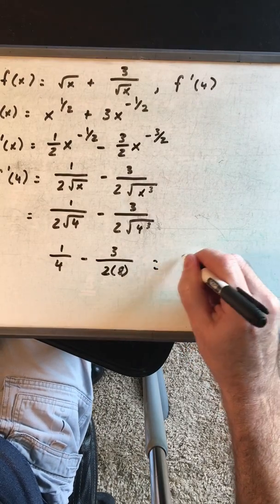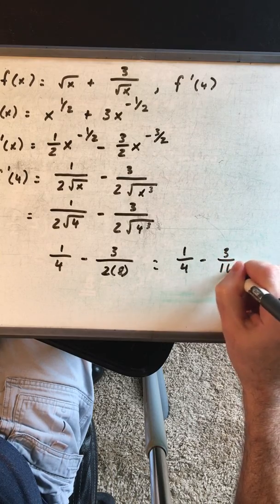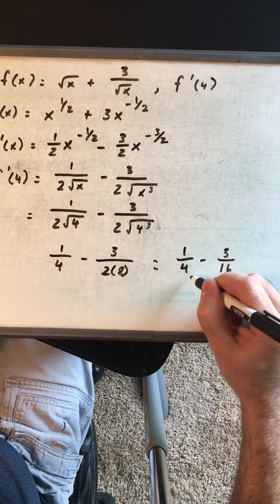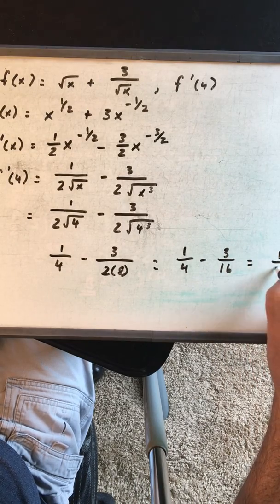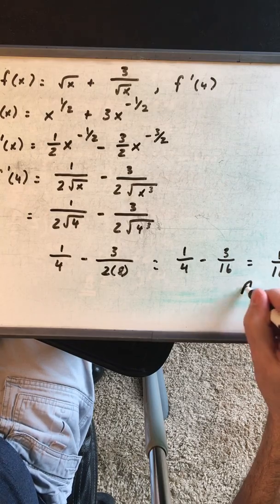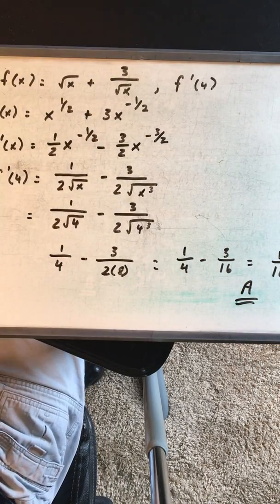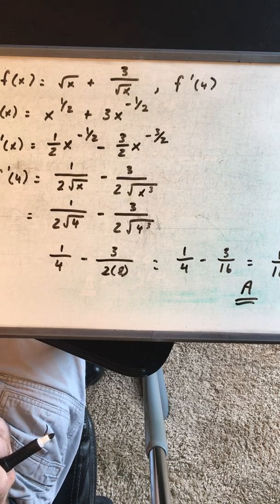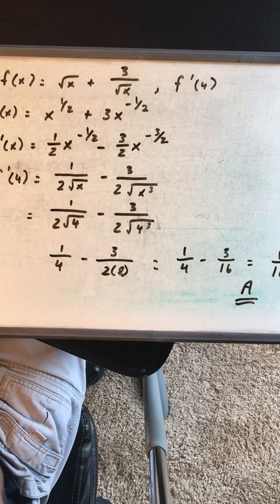So that is 1/4 minus 3/16. 1/4 could be written as 4/16, so 4/16 minus 3/16 is 1/16, and that is answer A. So I think that's also a very doable problem. All right, takes a minute. Probably going to take you your full 2 minutes on the first two, potentially, but still not bad at all.